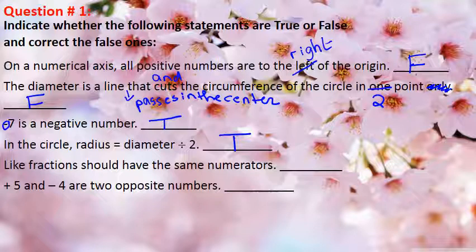Like fractions should have the same numerators. When we want to know if two fractions are like fractions, we should look at the denominators. Two like fractions should have the same denominators. So this statement is false. Plus 5 and minus 4 are two opposite numbers. We all know that opposite numbers have the same numerical part. So if this is 5, this one should be 5, and they have opposite signs. The first one is positive, the second one is negative, so this is false.